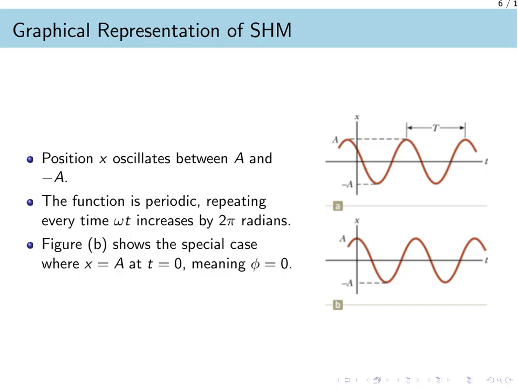The second graph illustrates a specific case where the particle starts at its maximum positive displacement at time zero. In this scenario, the phase constant phi is equal to 0, and the motion is described by a simple cosine function starting at its peak. This visual representation helps us understand how the particle spends its time at different points in its path, momentarily stopping at the turning points before accelerating back toward the center.